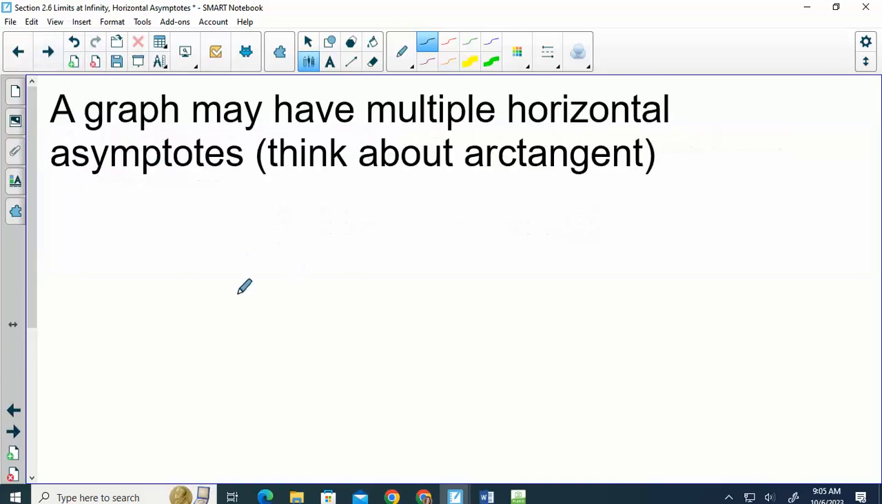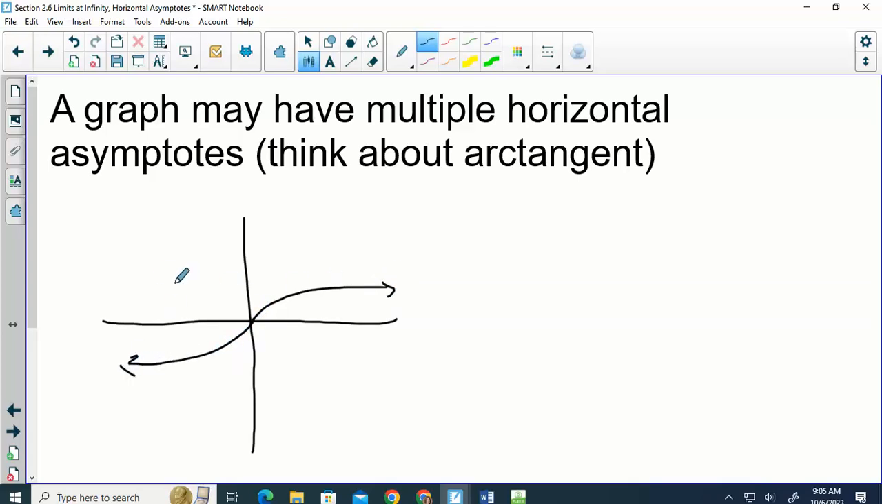A scenario where that happens is, if you think about arctangent, so tangent inverse. When we graphed it, we basically took our tangent graph and flipped it on its side, and you can see we have one horizontal asymptote as we're going to positive infinity, and we have a different one as we go to negative infinity. So when we are looking at equations and finding horizontal asymptotes, we can't just take the limit as we go to infinity. We'll also have to do the limit as we go to negative infinity. A lot of times those will equal the same number, but it's possible that they could be different, so we have to check both. We can't make the assumption that they will be the same.